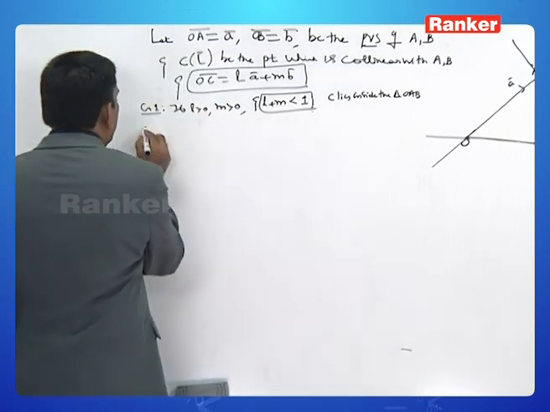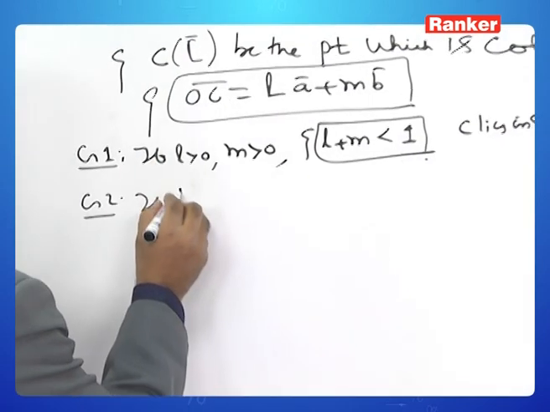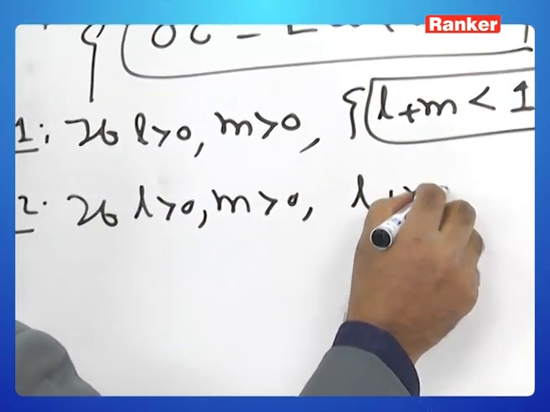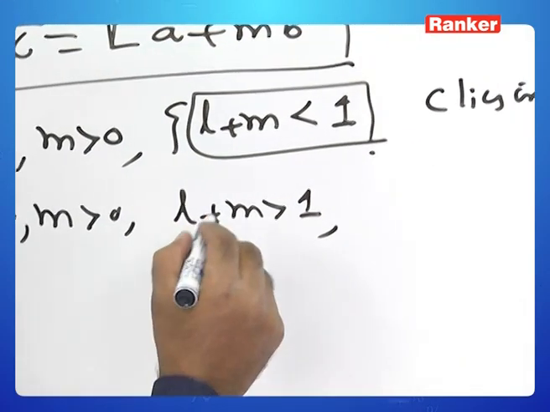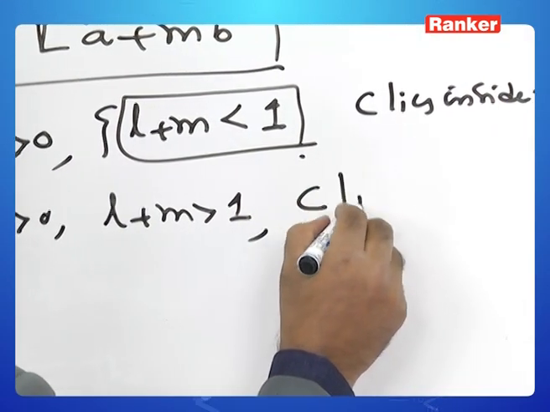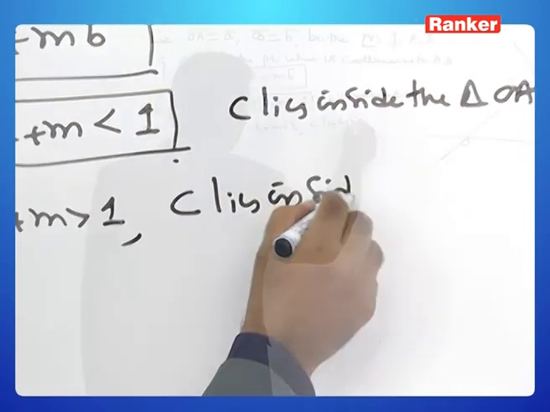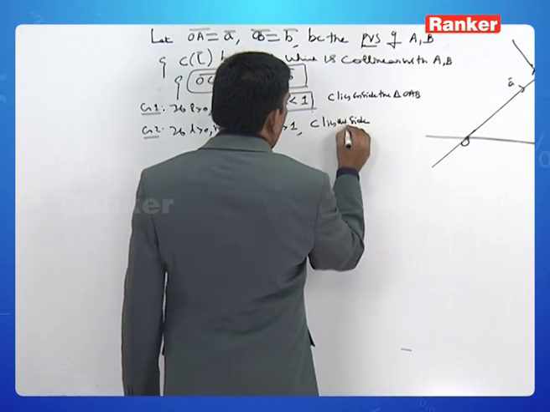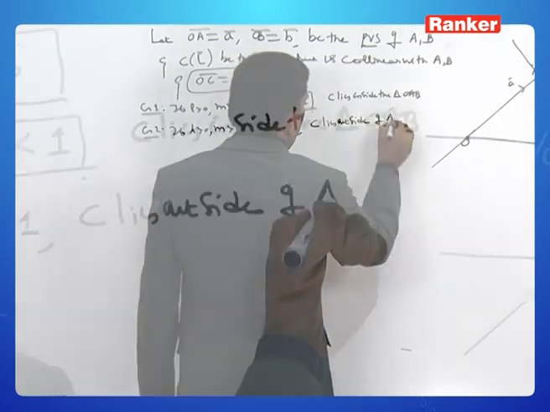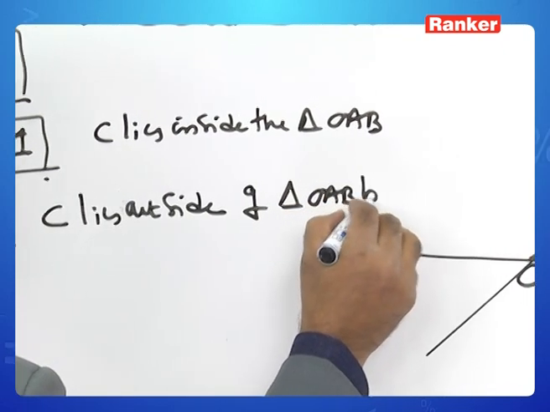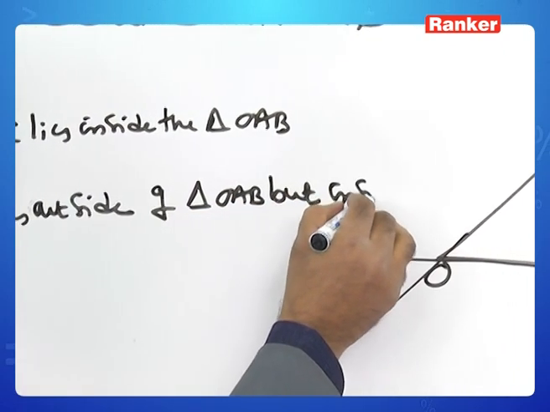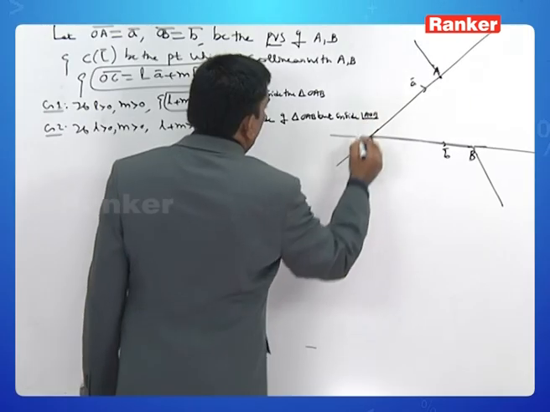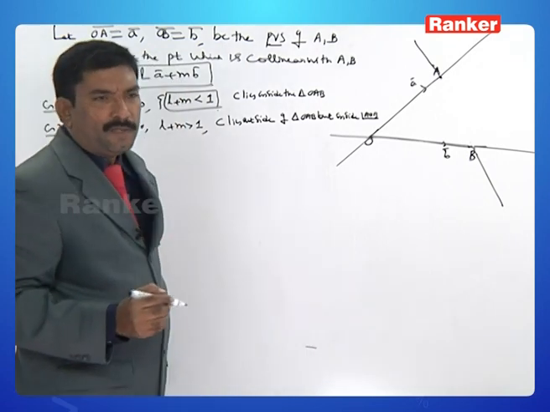Now if I go for case 2, L positive, M positive, L plus M greater than 1, C lies outside the triangle OAB, but inside angle AOB. Inside angle AOB.